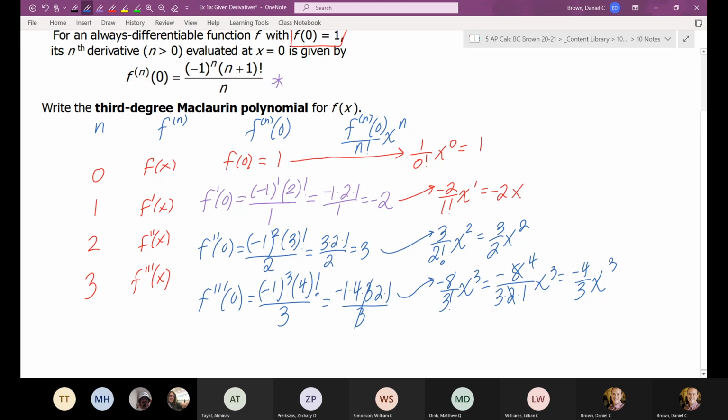So that problem really does veer more toward tedious than anything. The knowledge we're pulling from this is we know how to create Maclaurin polynomials. Big idea, we know how to create the terms of a polynomial. So then what is my third degree polynomial? My p sub 3 is equal to 1 minus 2x plus 3/2 of x squared minus 4/3 of x cubed. Questions on that?